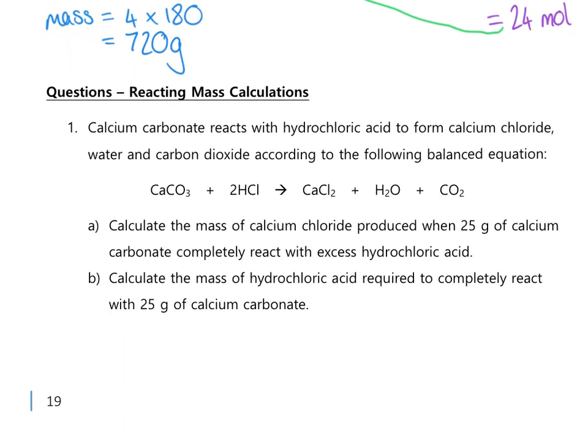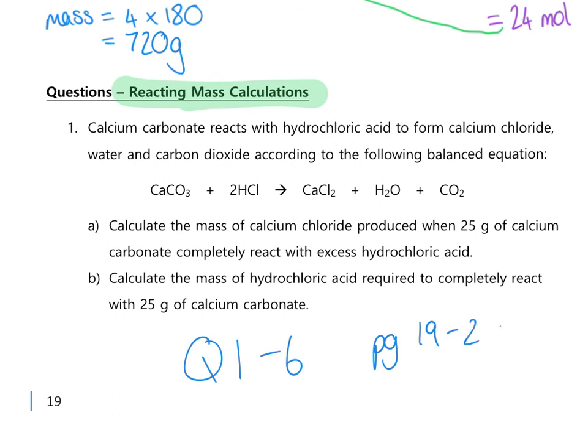So take a new page in your blue books and take the title of Reacting Mass Calculations. This is unit 1.7, if you add that to your title as well, so that you know which unit this is about. And answer the questions. Not just question 1 on this page, but over on page 20, finish off all of the examples of this type. So we're doing questions 1 to 6 on page 19, this page, and over onto the next page, page 20. So try those calculations now.